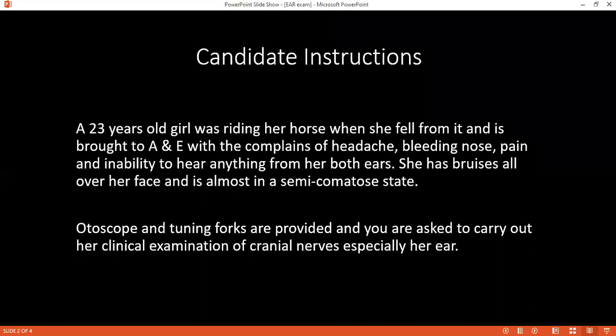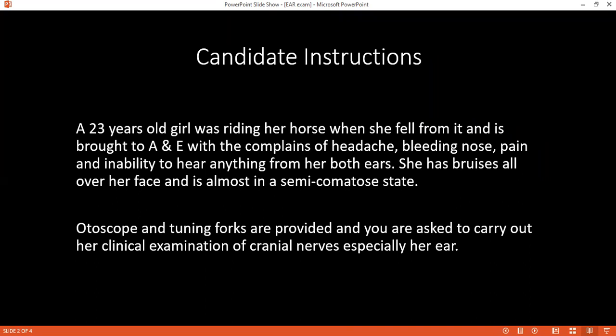So, accordingly, I examined a 23 year old girl who presented to the emergency with headache. By examination, I examined the cranial nerves, starting with the olfactory, it is normal. Ophthalmic normal, oculomotor normal. And for the ear, it looks like conductive ear deafness.